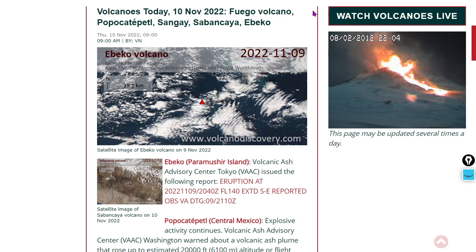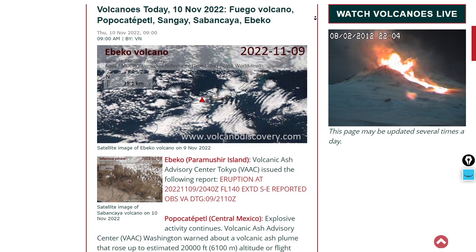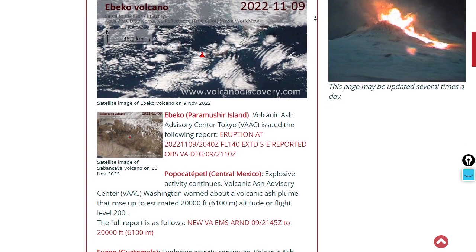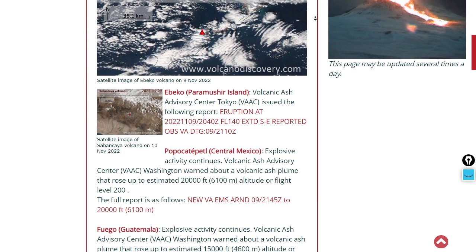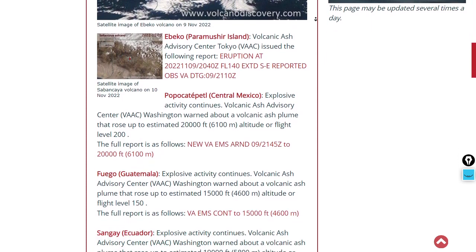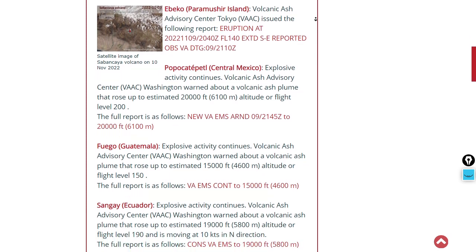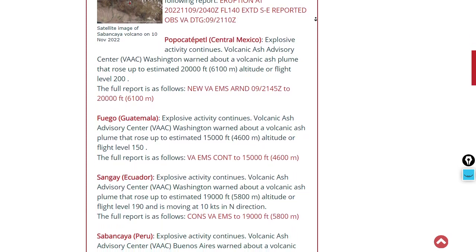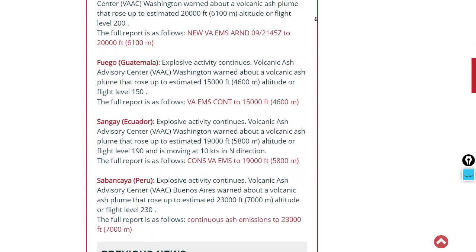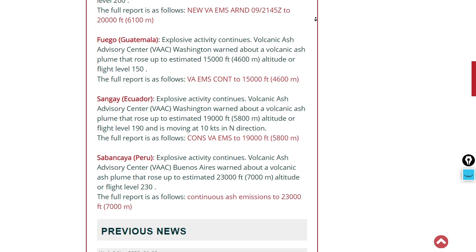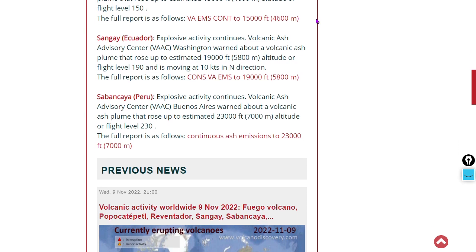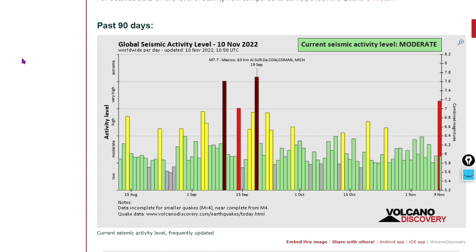This is volcanoes. Eruptions include Ubinas, producing a 14,000-foot ash plume. Popocatépetl, producing a 20,000-foot ash plume. Flight level 200. Central America includes Fuego in Guatemala, producing a 15,000-foot ash plume. Flight level 150. Flight level 190 over the Ecuadorian Sangay. Sabancaya in Peru, exploding. Flight level 230. 23,000-foot ash plume. Don't pole vault the caldera. It could be unhealthful.